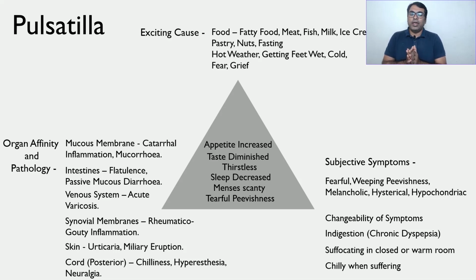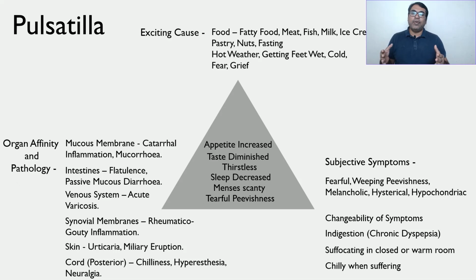Mucous membrane. Everywhere there is a mucous membrane in the body, there is Pulsatilla. And Pulsatilla may produce catarrhal inflammation. That means wherever there is mucus secretion, whenever a mucous membrane is affected or infected, that's how we call it mucorrhea.